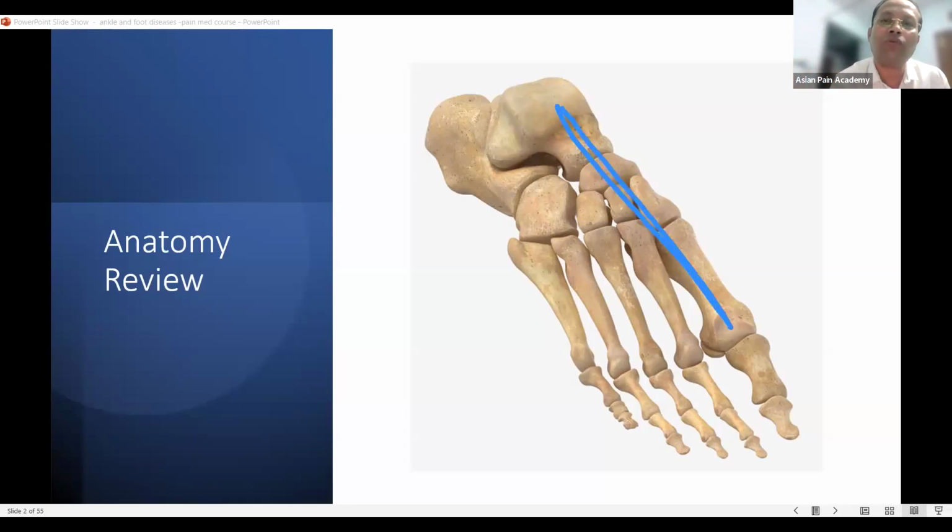If our probe is directed towards the great toe, what bones will we be seeing? We will be seeing the talus, the navicular, and the first cuneiform bone. If we place the probe like that, then in place of the first cuneiform, it will be the second cuneiform, and towards the third toe, we will be seeing the third cuneiform.